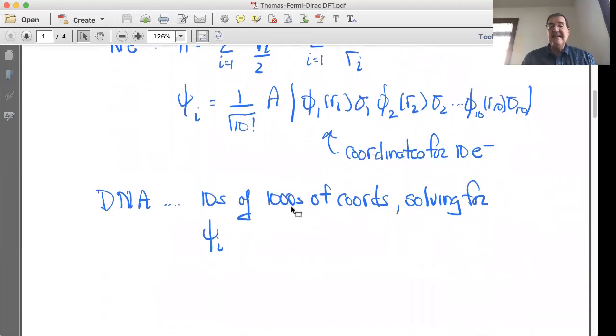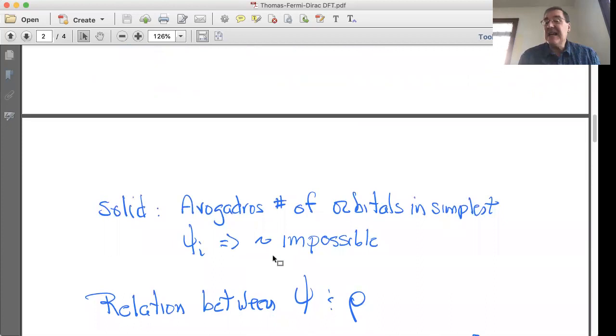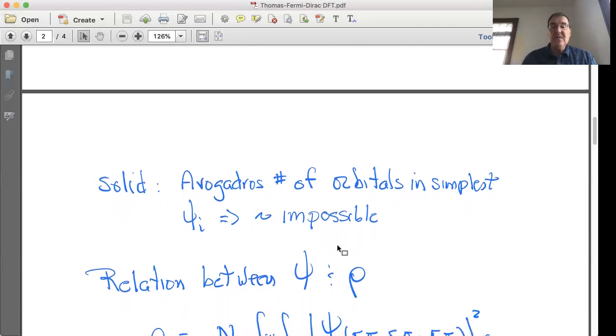Now you go up to DNA. There will be tens of thousands of coordinates solving for psi, the state you're interested in, and all you want out is the energy. Almost all the information in that wave function is thrown away. And then if you think about a solid, and that's initially what physicists were interested in when they were thinking about density functional theory, look, a slab of solid has Avogadro's number of particles. I can't have a function that has Avogadro's number of coordinates. That's impossible to work with. And so getting the energy out seemed impossible.